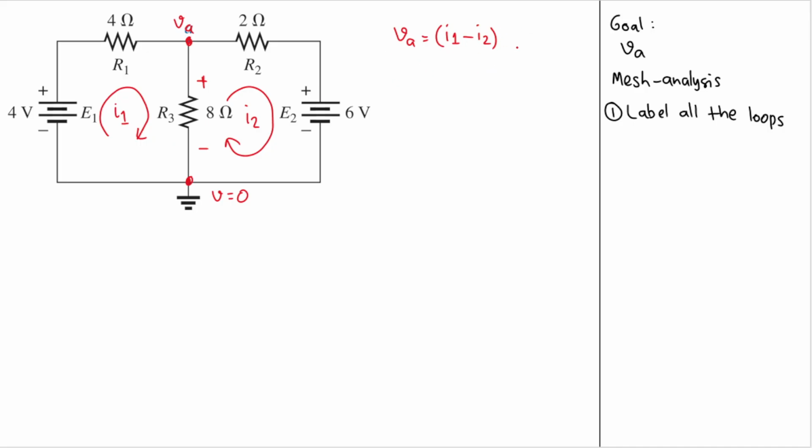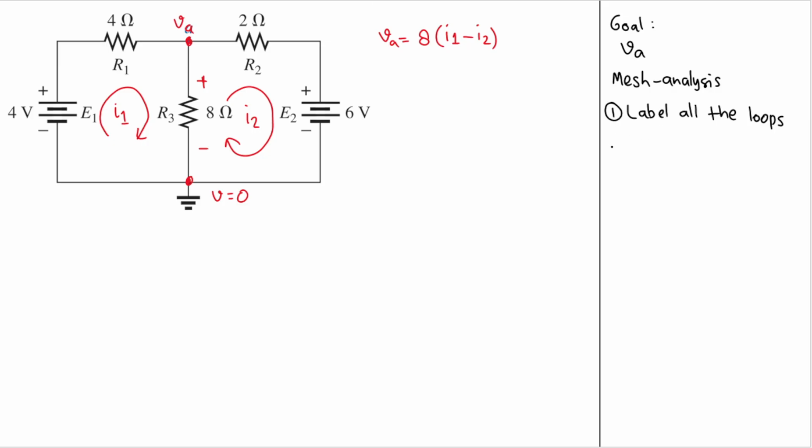So that will be multiplied by 8, right? Because the current multiplied by the resistance is the voltage. Or I can rewrite the 8 in the front. So I will have VA is equal to 8 times (I1 minus I2). So this will be tidied up like this. Good. And I think we have labeled all the loops and also extracted some necessary information.